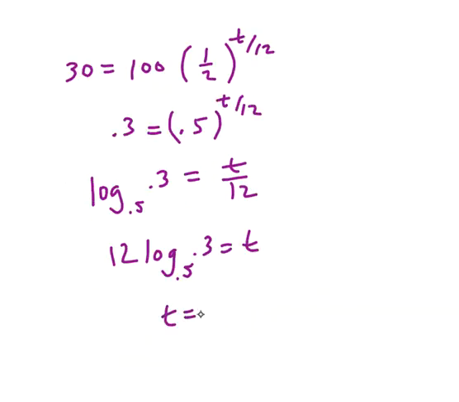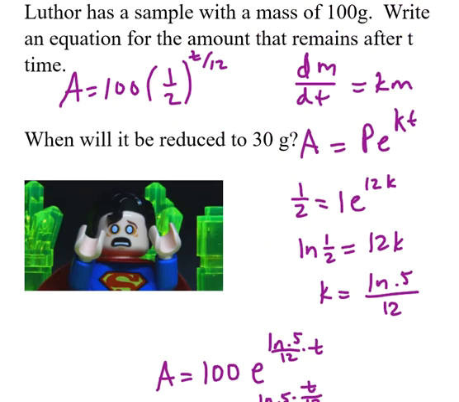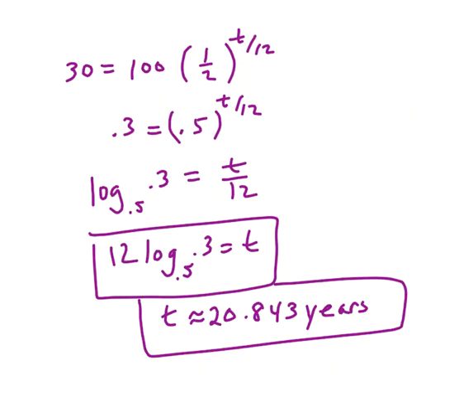And so here's an exact answer, and a decimal approximation would be about 20.843. We're looking at units. This was years, so it'll take about 20 years. Almost. Okay. All right. Next one.